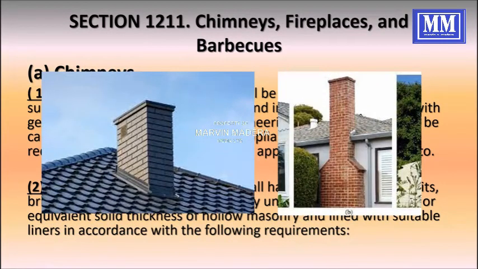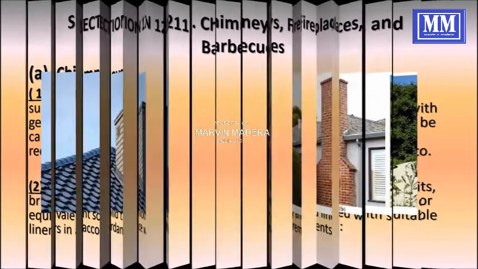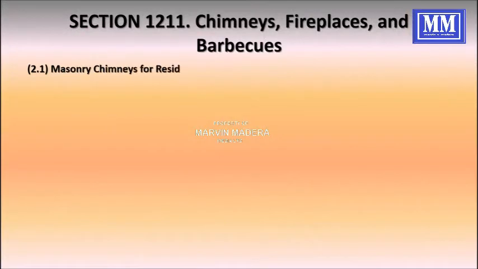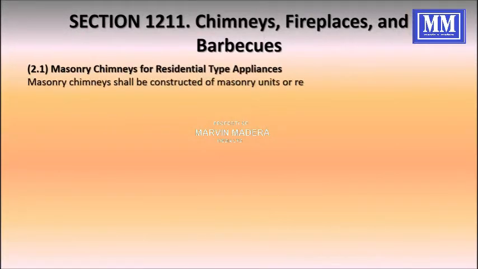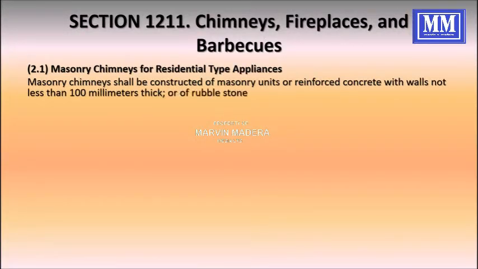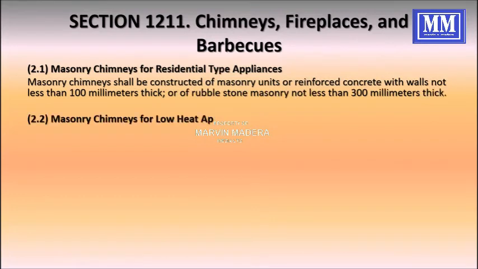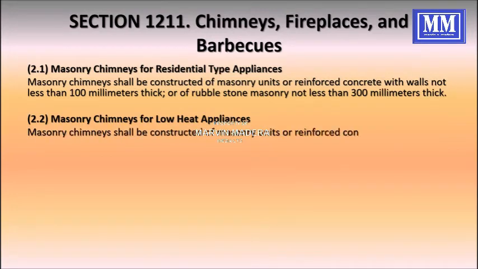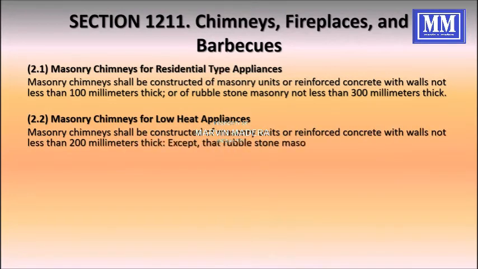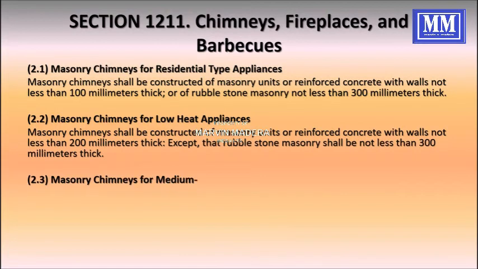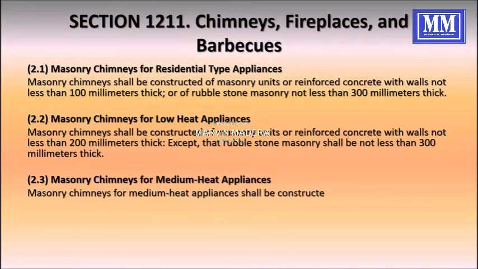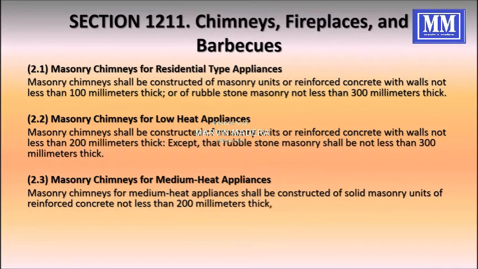We are talking about the chimney, the extension above the roof, where the smoke from the fireplace underneath is served by this kind of structure. Masonry chimney for residential type appliances. Masonry chimney shall be constructed of masonry units or reinforced concrete with walls not less than 100 millimeters thick, or of rubble stone masonry not less than 300 millimeters thick.